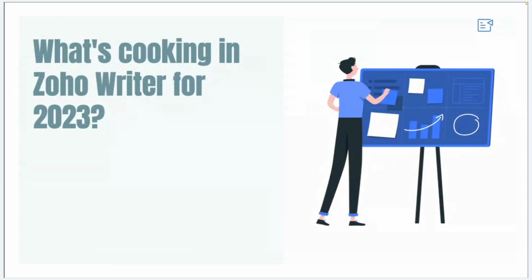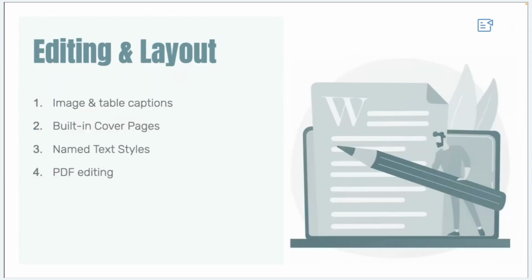So by this, you'll know what's cooking in Zoho Writer and the features that we are getting ready for you to have a look at. Starting with editing and layout, we are working to support captions for both images and tables, cover pages as built-in functionality in Zoho Writer, and functionality to name text styles. You already have a style library within Zoho Writer, so we are working on a functionality to name these text styles. And lastly, one of the most requested features, the ability to edit PDF files on the web using Zoho Writer. We are glad to let you know that we are planning on working on this.